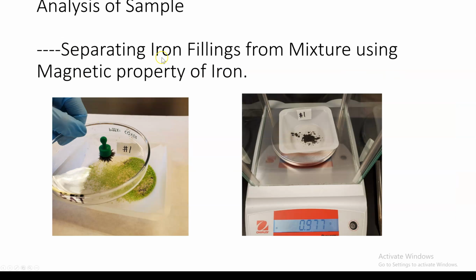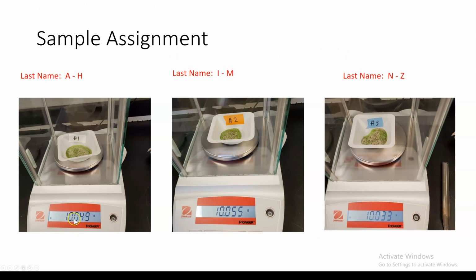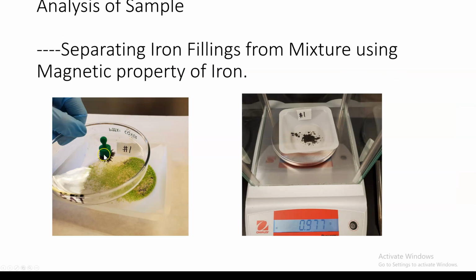So first, we'll separate the iron filings from the mixture, that is 10.049 gram over here, by using a magnet. Because we know that iron has magnetic properties, so it basically sticks to a magnet. By putting a magnet over the top and moving it around, the magnet will be able to attract all of the iron, but it does not attract the sand or the sugar. So the sand and the sugar will be left behind, and only the iron will be removed. So that's how we can use the differences in physical property to remove the iron from this mixture.